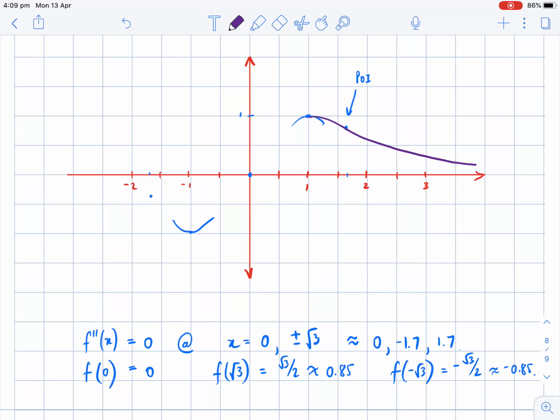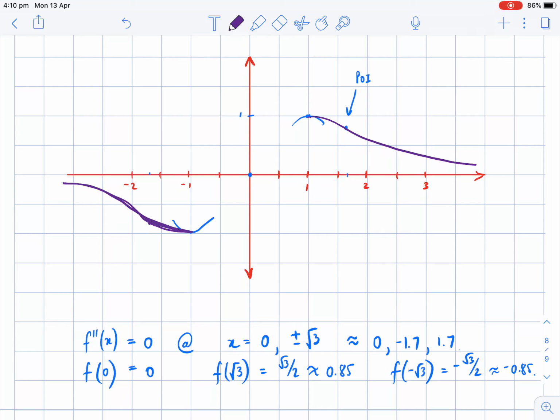Didn't really get that right. Let's try that again. I just realised I put that dot very much in the wrong spot. That's why I'm having trouble drawing this second one. That dot's in the wrong spot. It's got to be 0.85, negative 0.85. It's going to be about there somewhere. So this one's got to go that way, and then it starts curving the other direction.